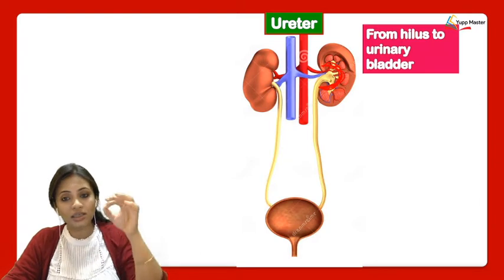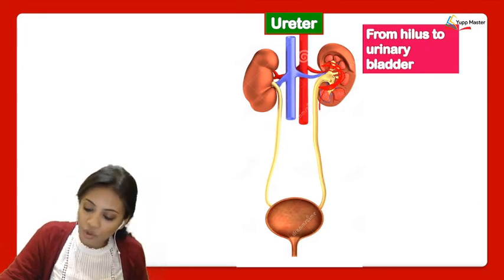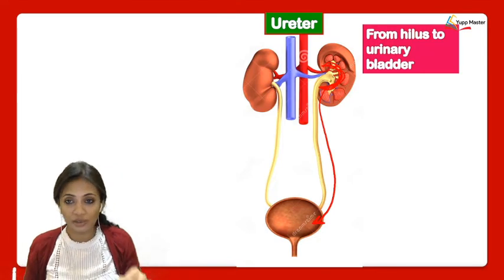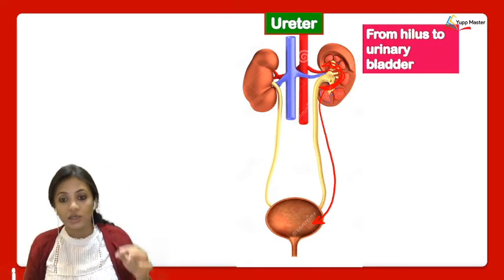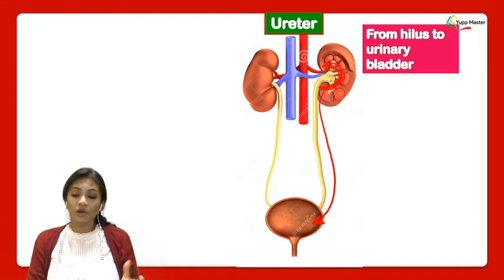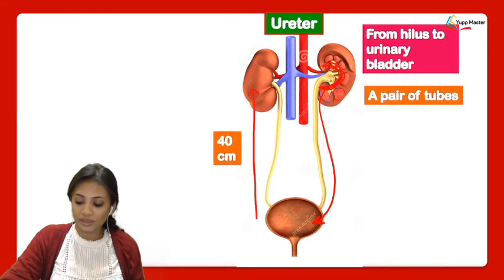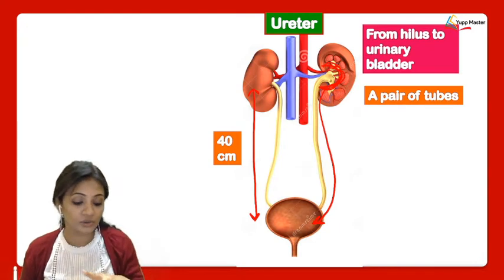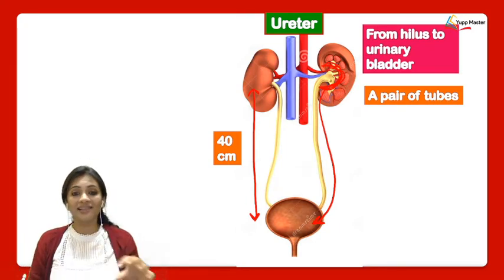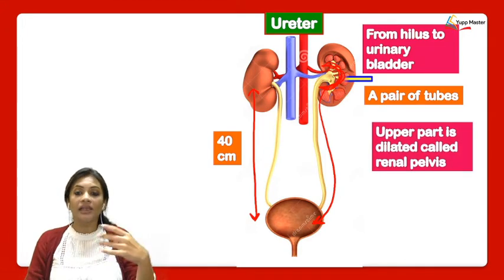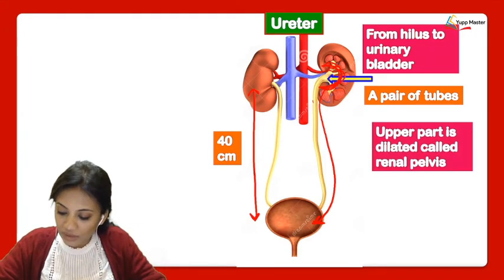So the ureters start from the hilus and go all the way down to the urinary bladder. So ureters range from the hilus till the urinary bladder. Talking about the length of the ureters, these are around 40 centimeters in length in an average human adult, and they are paired, one for the left side, one for the right side.